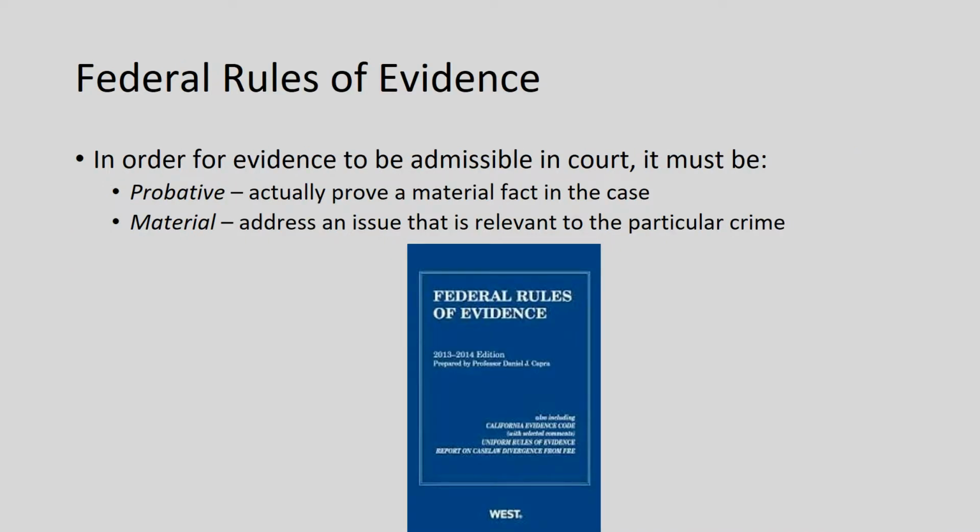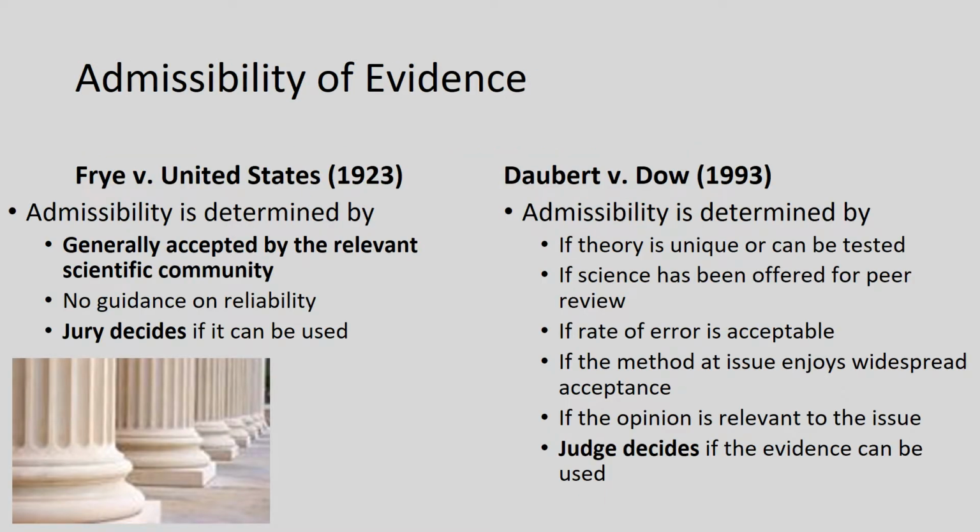Federal rules of evidence. In order for evidence to be admissible in court, it must be probative. It must actually prove a material fact in the case, and it must be material, address an issue that is relevant to the particular crime. Some things that talk about admissibility of evidence.